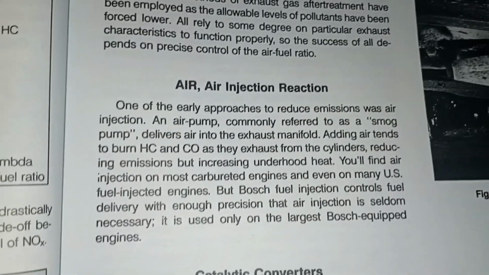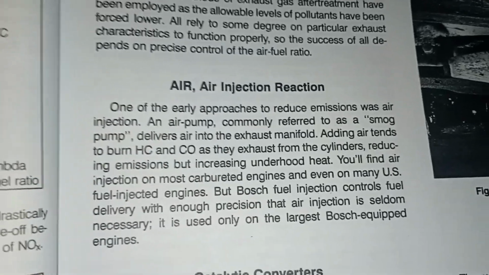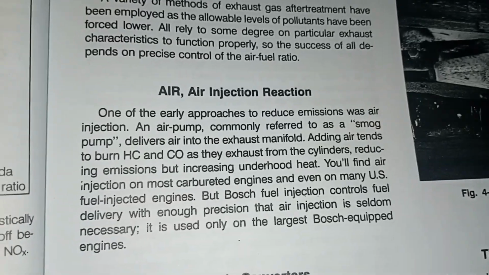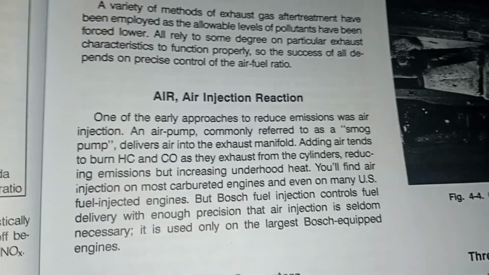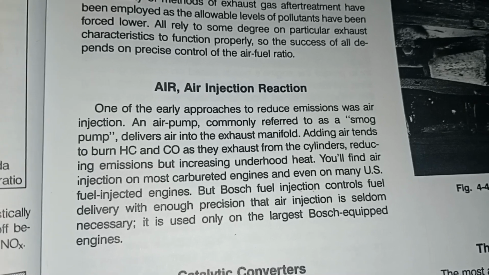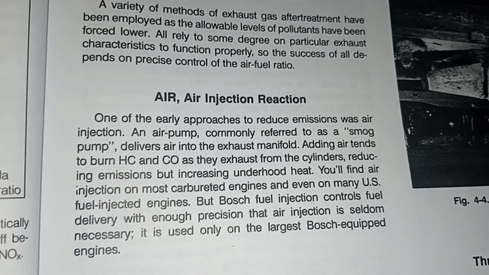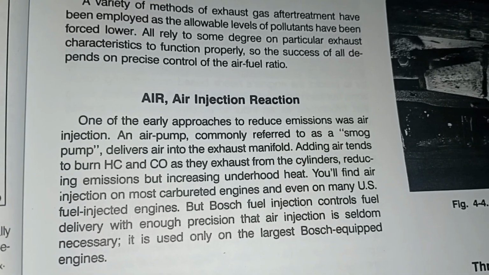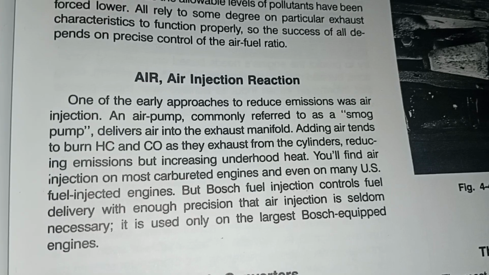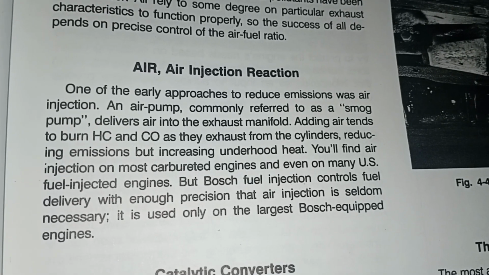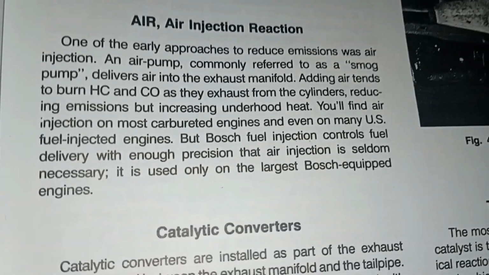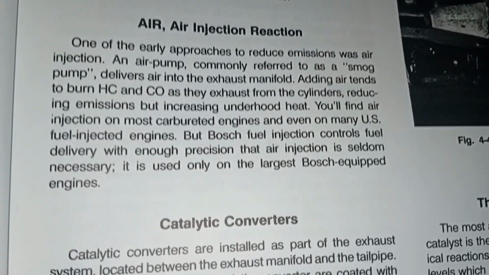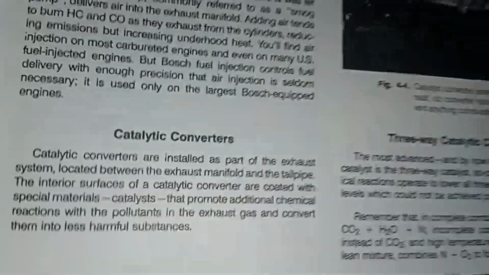Air injection reaction. One of the early approaches to reduce emissions was air injection. An air pump, commonly referred to as a smoke pump, delivers air into the exhaust manifold. Adding air tends to burn HC, hydrocarbons, and CO as they exit from the cylinders, reducing emissions but increasing underhood heat. You'll find air injection on most carbureted engines and even on many United States fuel-injected engines. But Bosch fuel injection controls fuel delivery with enough precision that air injection is seldom necessary. It is used only on the largest Bosch-equipped engines.